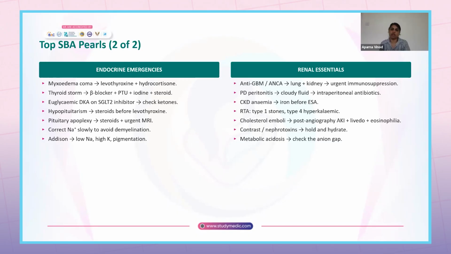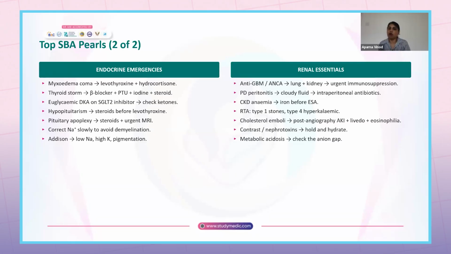So when there is metabolic acidosis, always check the anion gap. It can be high anion gap metabolic acidosis. The causes are hot piles, methanol, uremia, drugs, paraldehydes, all that can cause high anion gap metabolic acidosis.